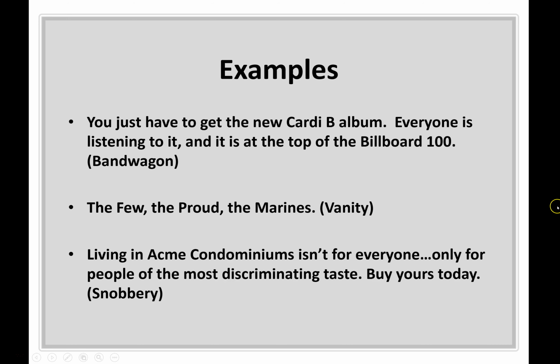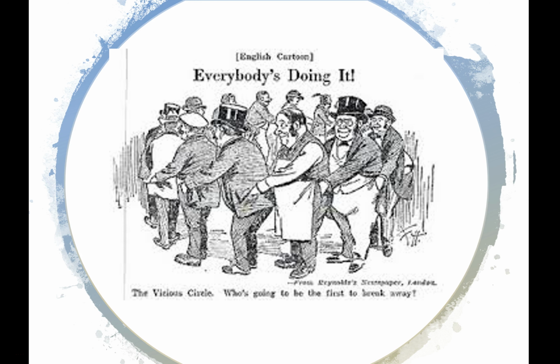Or living in Acme condominiums isn't for everyone, only for people of the most discriminating taste. Buy yours today. So buy this condominium. Why? Because only people with really sophisticated taste bother to live there. Don't you want to be one of them? So that's kind of like snobbery, right? Still, an appeal to the people has a lot of force on us, everybody, in all facets of our life. It's just everybody's doing it. The vicious circle. Who's going to be the first to break away?